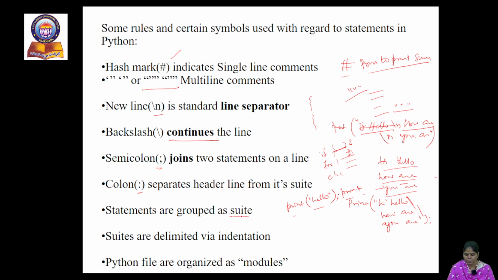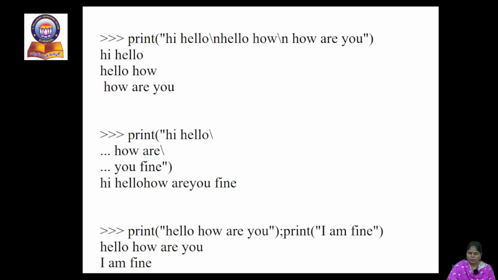Statements are grouped as what? Suite. In C and Java, we call them a block of statements, but here we call them a suite. And suites are delimited by what? Indentation. That means one tab space or 4 normal spaces. Python files are organized as modules. Every Python program we can call a module. You can import the functionality of one program into another program using what? The import statement.